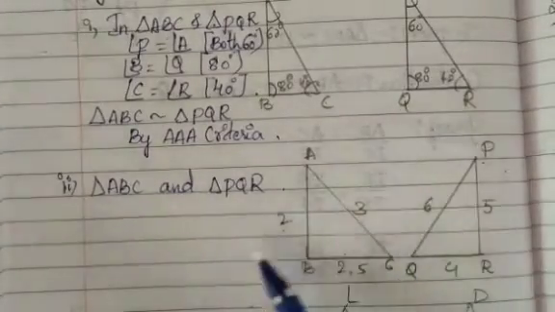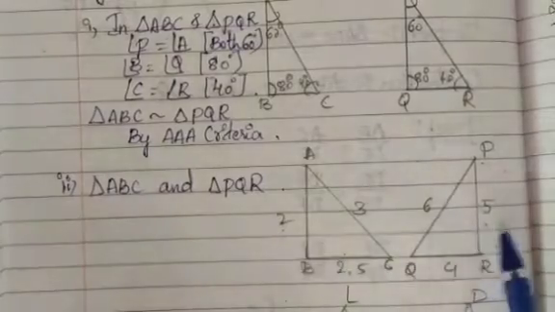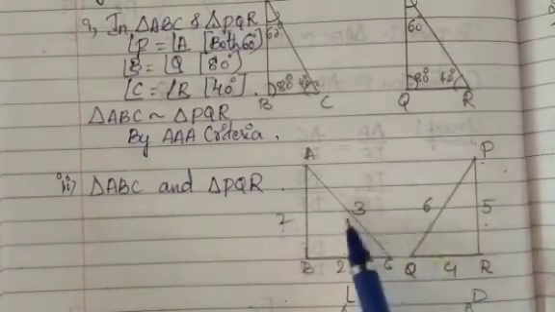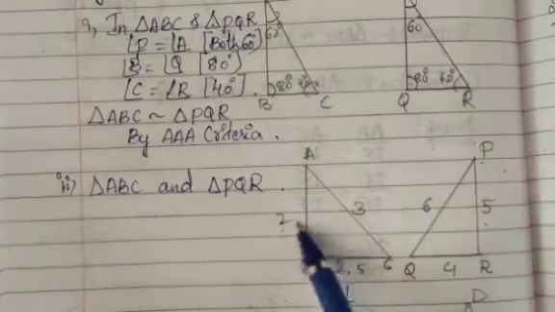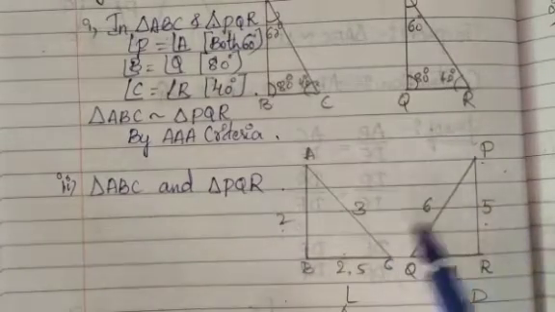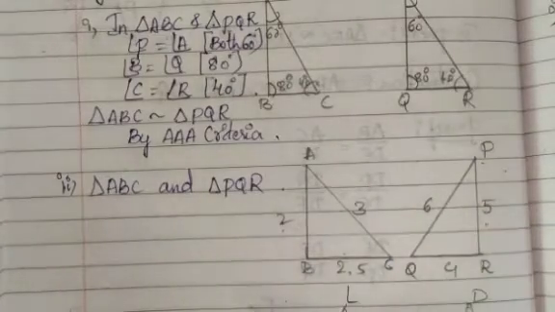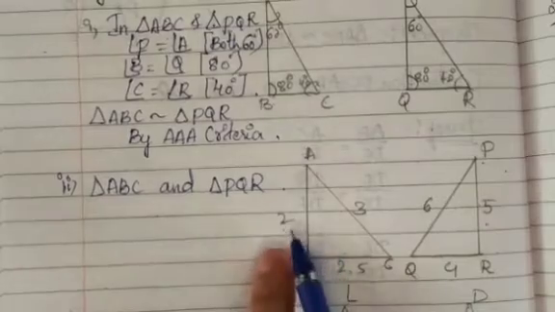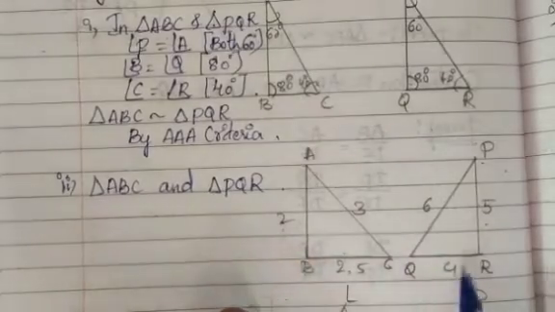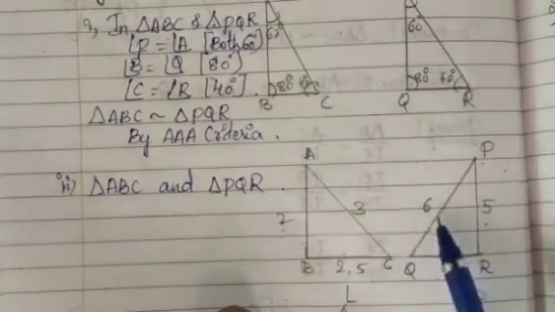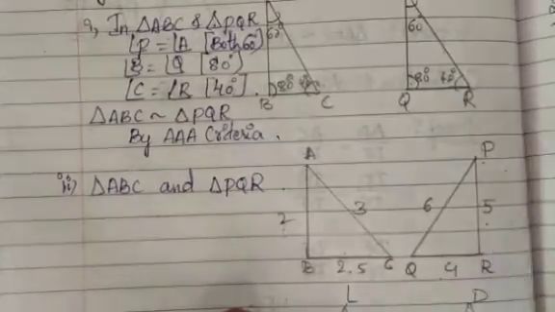So now let me go with another chance here. 2 by 5, 3 by 6 I can do. 3 by 6, I'll get 1 by 2. 2 by 5, I'll not get anything. 3.5 by 4 I can't get. So if I think in this manner, 2 and 4 I can do, and also 3 and 6 I can do, and 2.5 and 5 I can do.